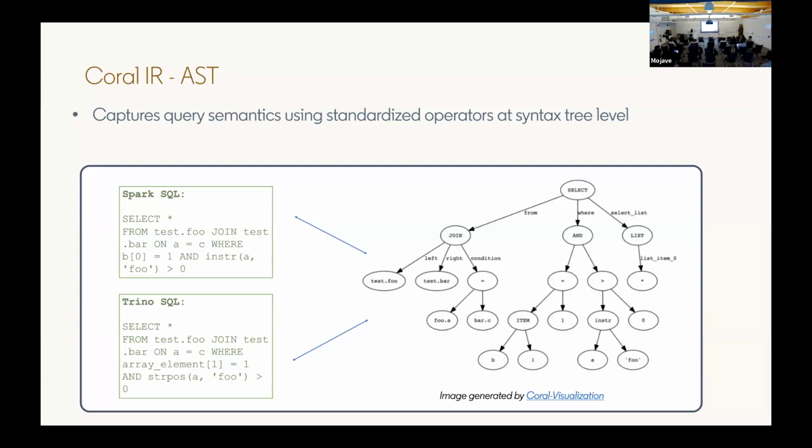The other difference that we can see is the instr operator in Spark and the strpos operator in Trino SQL. Both want to achieve the same result, but they're represented differently in the two dialects. However, Coral allows us to represent both of these SQLs in the standardized Coral IR AST representation on the right-hand side, where the operators are represented in a standardized form, and they can be converted to and from either of these SQL-specific dialects. The image has also been generated by another component of Coral called Coral Visualization.